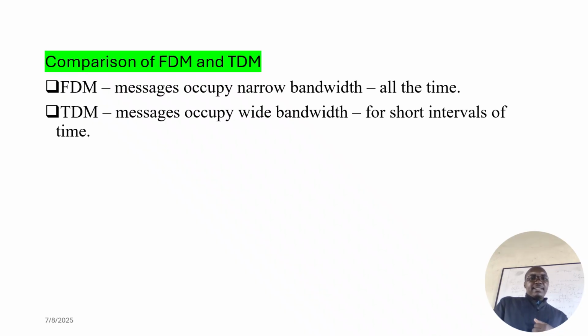Comparison of FDM and TDM. In FDM, a message occupies narrow bandwidth all the time. In TDM, a message occupies wide bandwidth for short intervals of time. Are we together? That also can tell you why we are focusing more on FDM than TDM. Are we together?